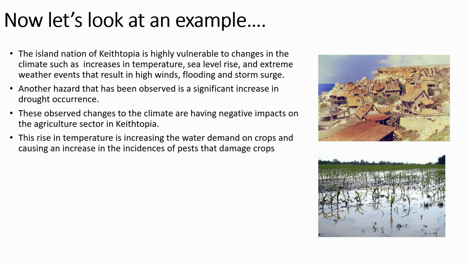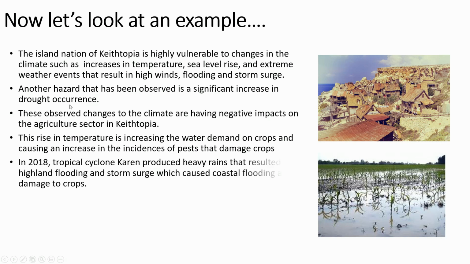So the rise in temperatures is increasing water demand also. We have more evapotranspiration because the temperature is higher, and that's damaging our crops. But we also have an increase in pests too, bugs, crop pests that are damaging our crops. So we're being hit on multiple fronts here because of these changing environmental conditions.